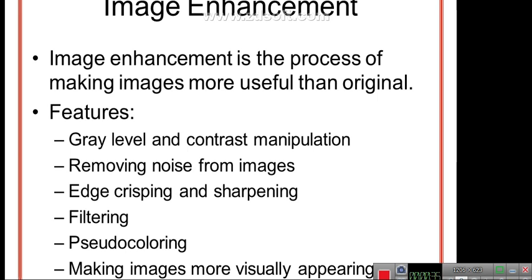So the final outcome of image enhancement techniques or process is that it makes the image more useful than the original image. So what are the features in image enhancement? One is gray level and contrast manipulation, and removing the noises from the image. After that only we can get the clear image. Then edge crispening and sharpening, filtering, pseudo coloring, then making images more visually appealing. So these are all the features which are helpful for making an image clear.